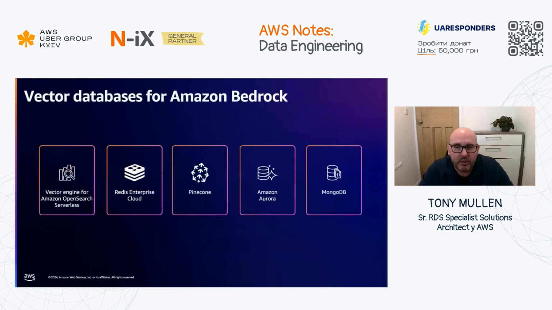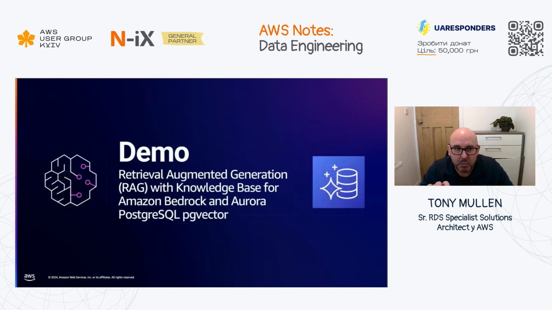Some of the vector databases for Amazon Bedrock we have on offer are OpenSearch Serverless, Redis Enterprise Cloud, Pinecone, and MongoDB. Today we're going to be looking at Amazon Aurora and Aurora Postgres. As I said, the demo is going to be retrieval augmented generation, and we're going to be using knowledge bases for Bedrock and Aurora Postgres PG Vector. I will share the link for this. This is one of our workshop studio demos, so it's something you can try yourself as well. You can always reach out to your account team, and they could look to potentially set a workshop up for you to go through this in action.